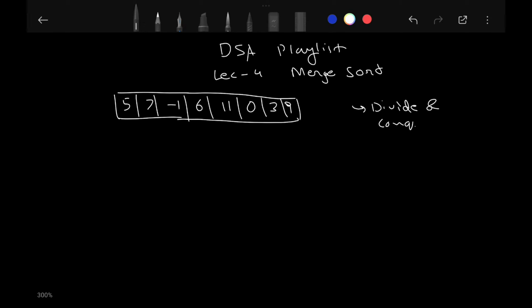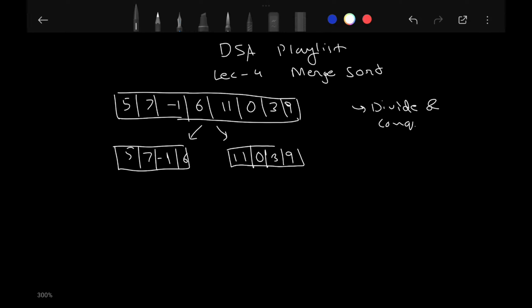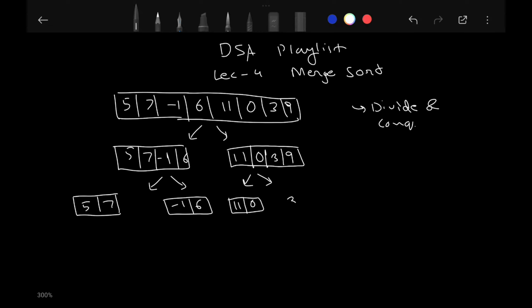What I mean to say is, first it keeps on dividing the array in equal halves until it is left with only individual elements. If we divide the array in half, one half will be minus 1, 6, and the other half will be the rest. We further divide it, and we just keep on dividing until we remain with only single elements, like this.